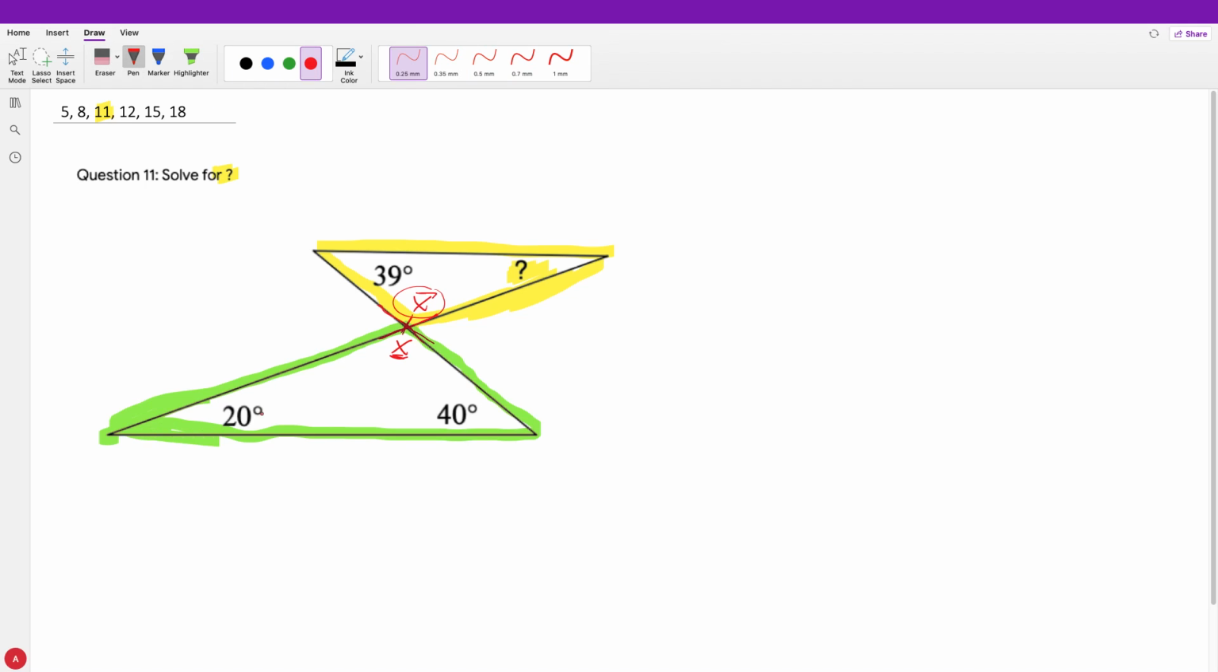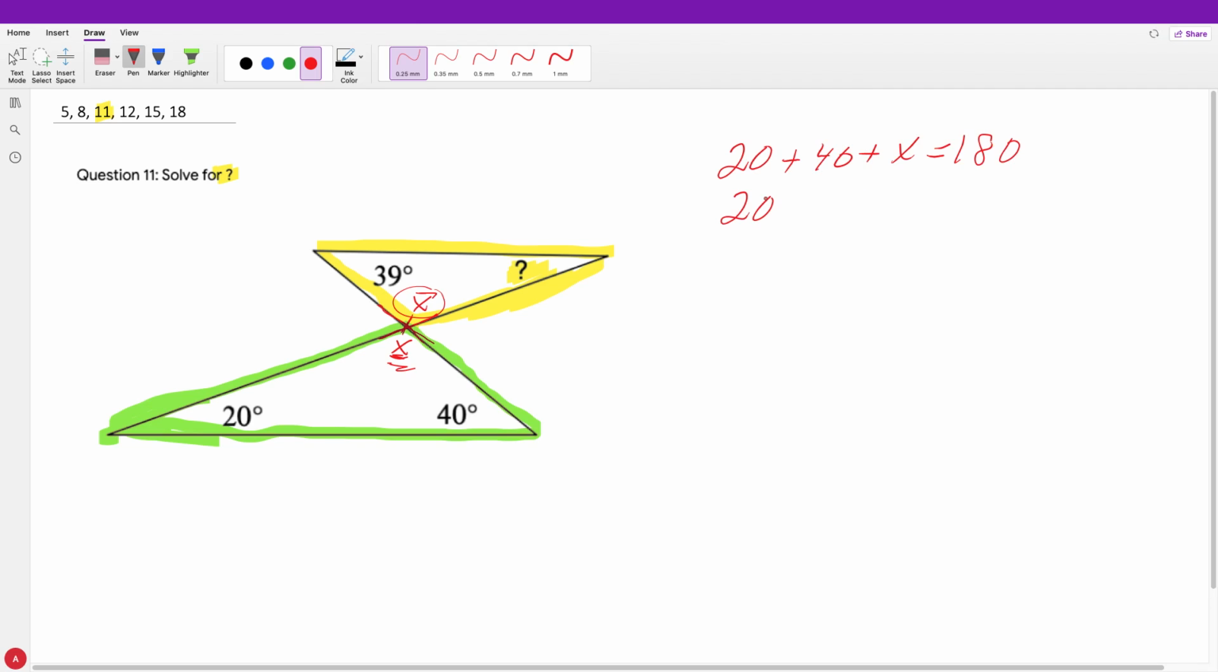So that means I can solve for that missing angle x because I know that the green triangle will add up to 180. So 20 plus 40 plus x is equal to 180. So then 60 plus x is equal to 180. I don't know why I wrote 20, I said 60. So I'll subtract 60 from both sides. And that tells me that x is equal to 120 degrees. So that means that this angle was 120, but that also means that this angle is 120 as well because they are vertical.